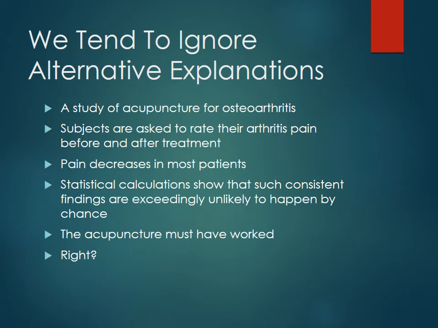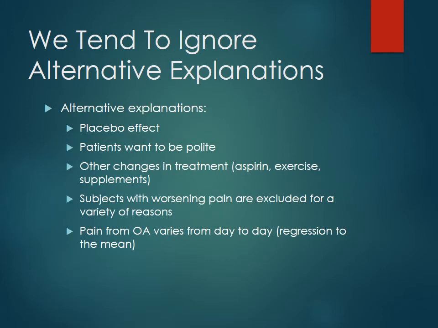And when they did the study, they actually found that pain decreased in most patients, right? So when they did the statistical calculations, they saw consistent findings that were exceedingly unlikely to be by chance alone, which means that it was statistically significant, right? So the acupuncture must have worked, right? Not necessarily. It all depends on how you're actually conducting your study. So say, for instance, there is a true thing as a placebo effect, right? So what's one way you could avoid a placebo effect?